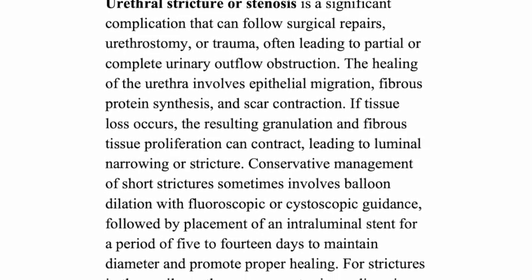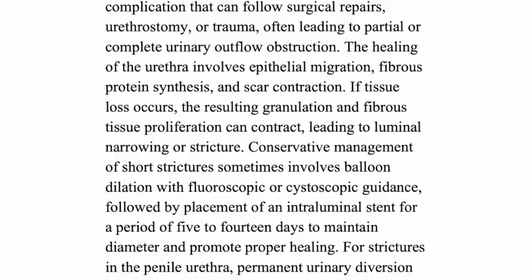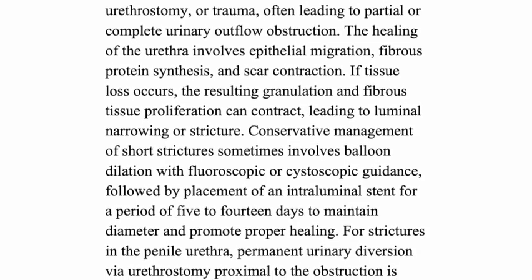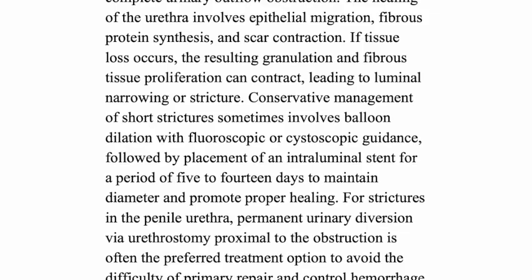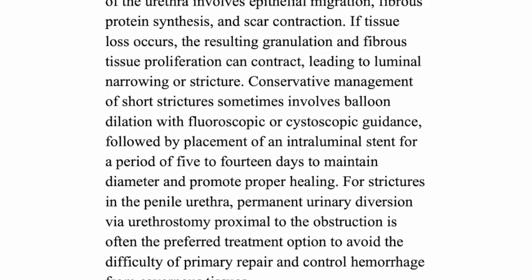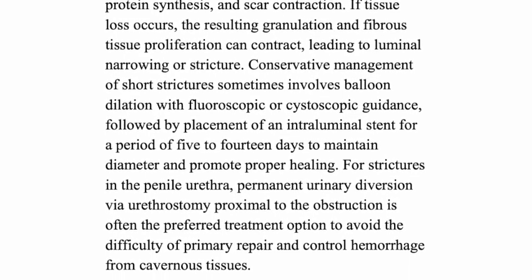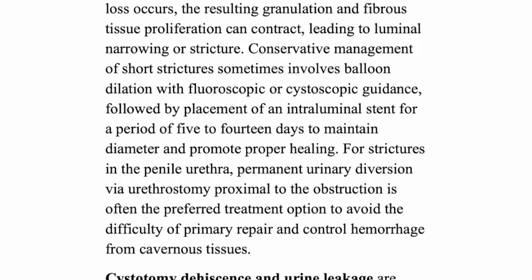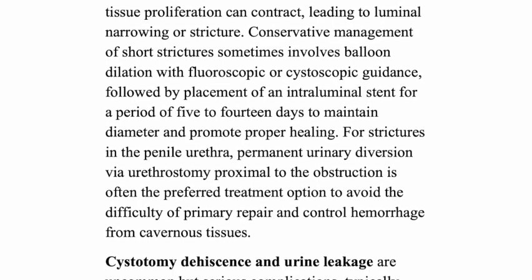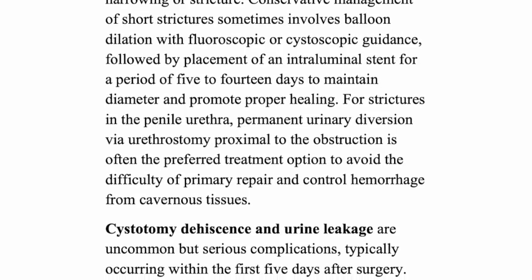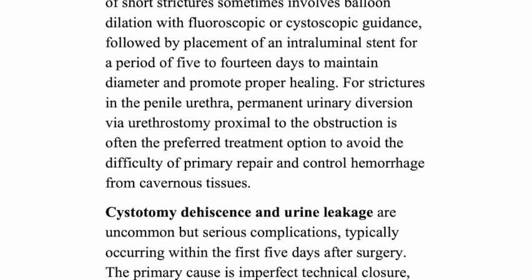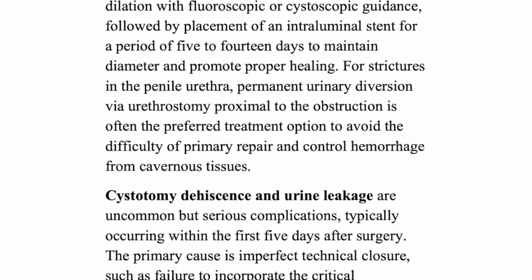Conservative management of short strictures sometimes involves balloon dilation with fluoroscopic or cystoscopic guidance, followed by placement of an intraluminal stent for a period of 5 to 14 days to maintain diameter and promote proper healing. For strictures in the penile urethra, permanent urinary diversion via urethrostomy proximal to the obstruction is often the preferred treatment option to avoid the difficulty of primary repair and control hemorrhage from cavernous tissues.